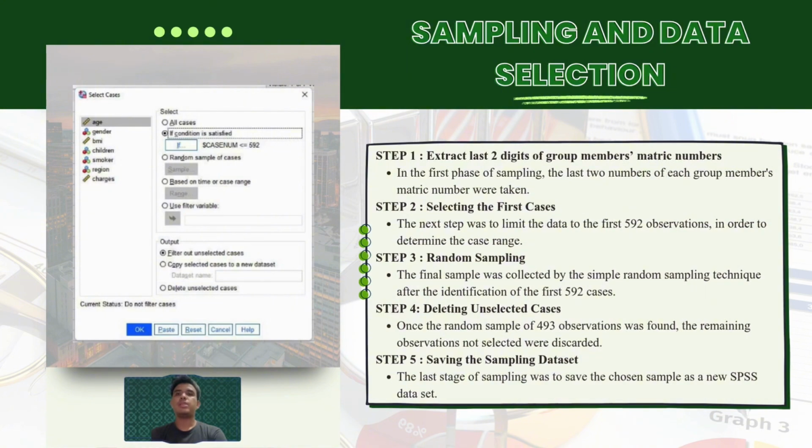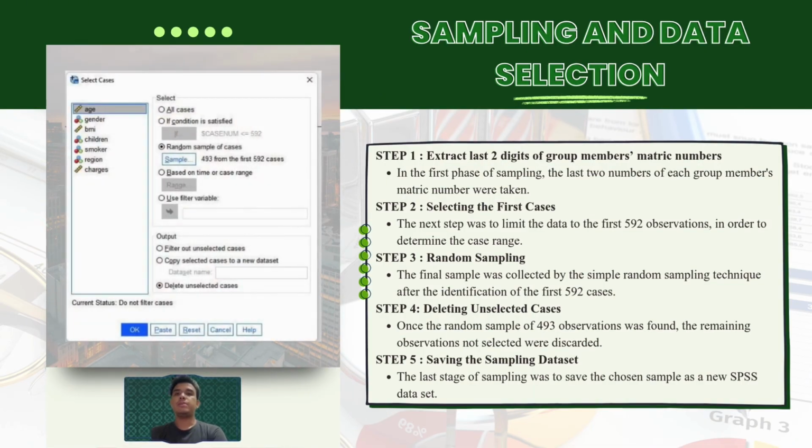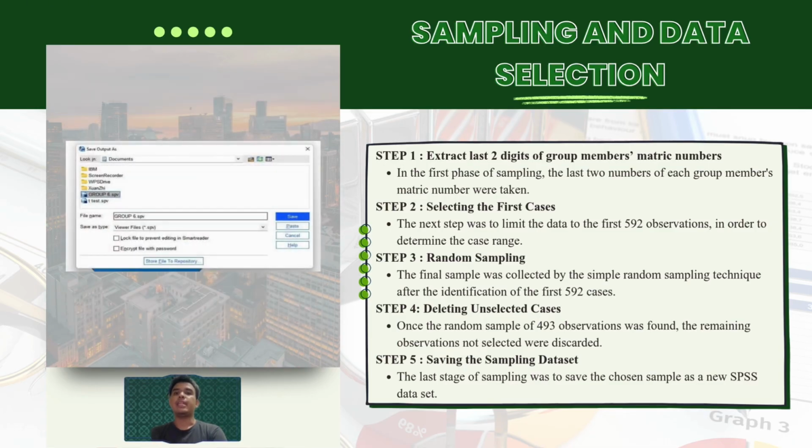Today, I would like to talk about the sampling and data selection steps. Step 1. Extract the last two digits of group members' metric numbers. In the first phase of sampling, the last two numbers of each group member's metric number were taken. Step 2. Selecting the first cases. The next step was to limit the data to the first 592 observations in order to determine the case range. Step 3. Random sampling. The final sample was collected by the simple random sampling technique after the identification of the first 592 cases.